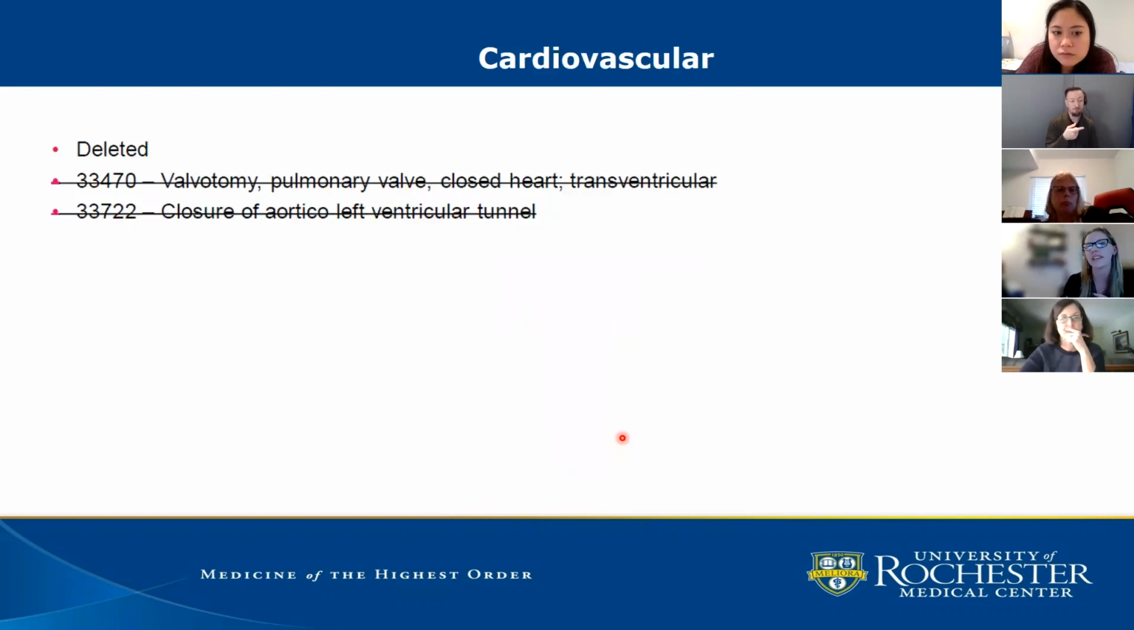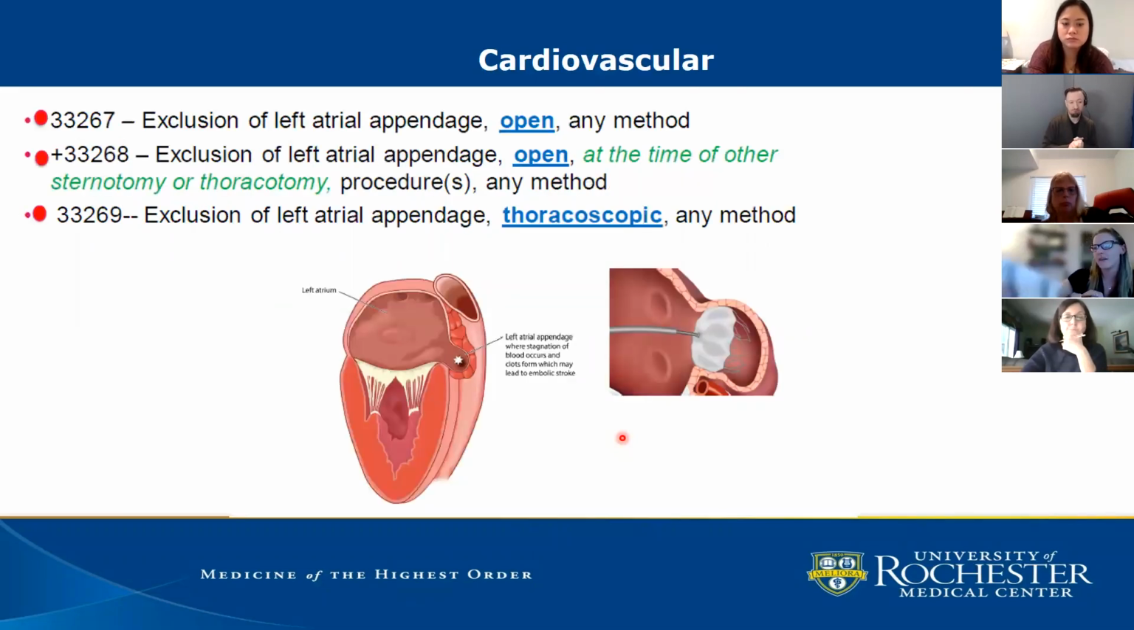Starting with our deleted codes, the 33470 and 33722. These codes were pretty much just deleted because of lack of use. Now we're moving into our new codes. These are 3 new codes, and they're for the exclusion of the left atrial appendage. I do have a nice little diagram down here.